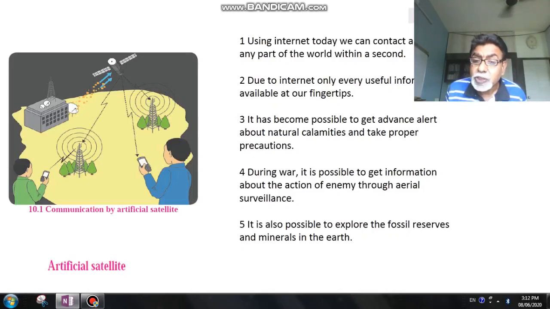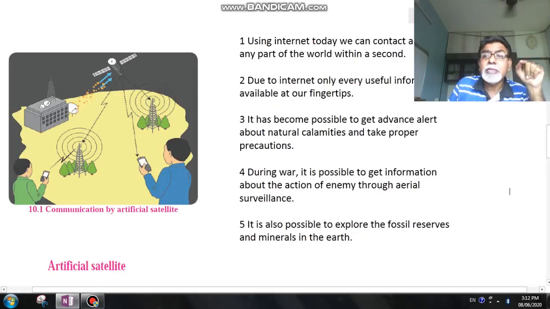It is also possible to explore the fossils, reserves and minerals in the earth. This was not easy. Once this has become easy because of space exploration. All these benefits are there of space missions. Now this is done by means of using mostly artificial satellites.